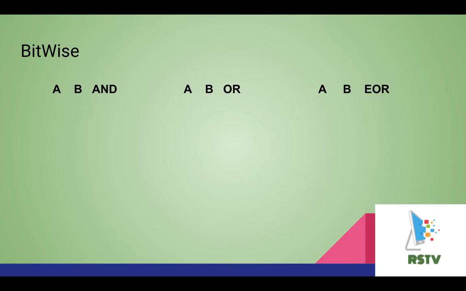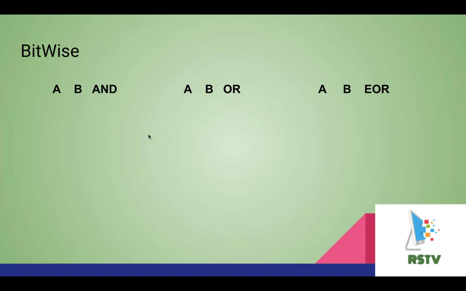In bitwise operators, we have A AND B, A OR B, and A XOR B, the caret being the exclusive OR. We'll look at a table showing when the result will be true and when it will be false.